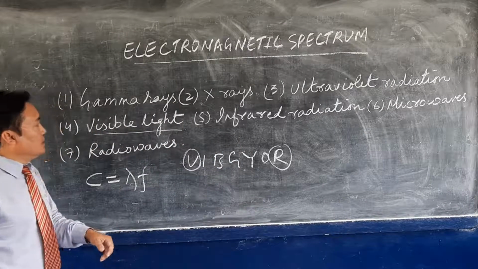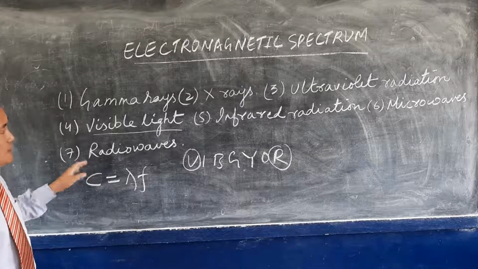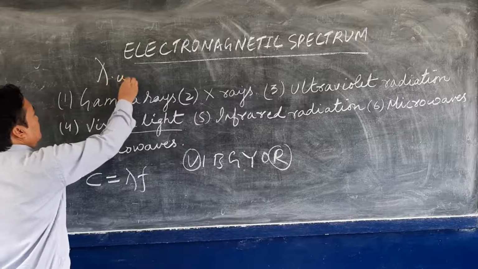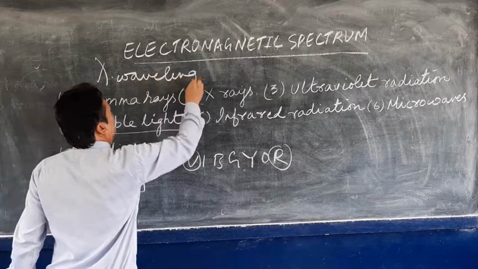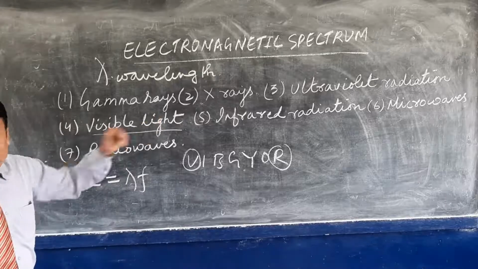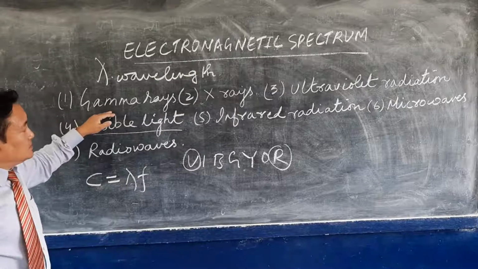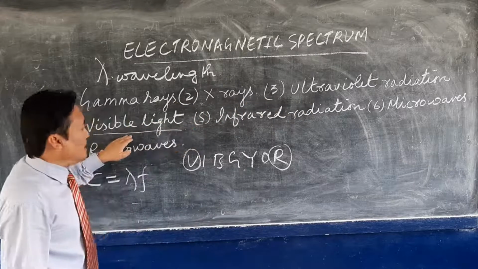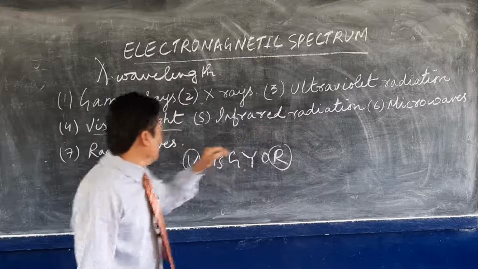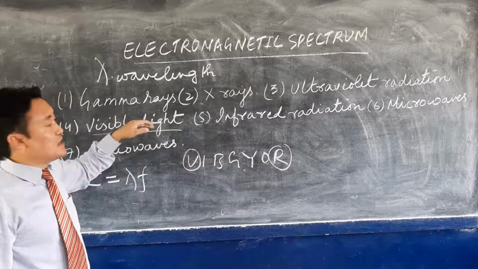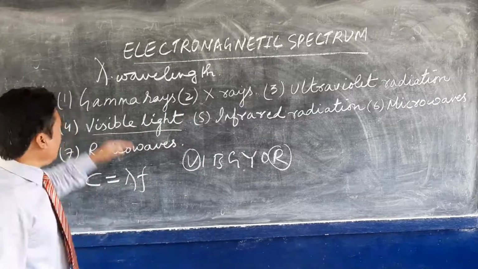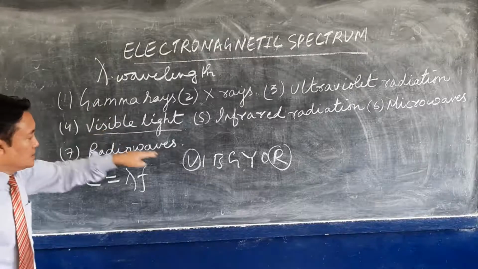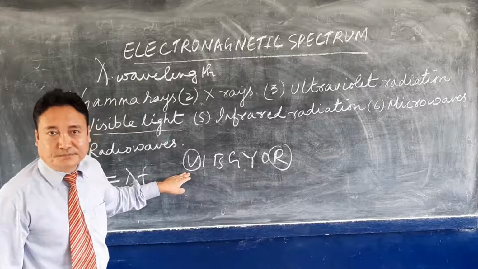Now you can see here the 7 electromagnetic waves. These waves are classified according to their wavelength, in increasing order. The least is gamma rays, then X-rays, then ultraviolet radiation, then visible light, then infrared radiation, microwaves and radio waves. Radio waves have the highest wavelength, and the least wavelength is gamma rays.